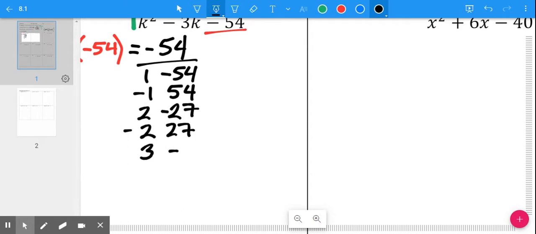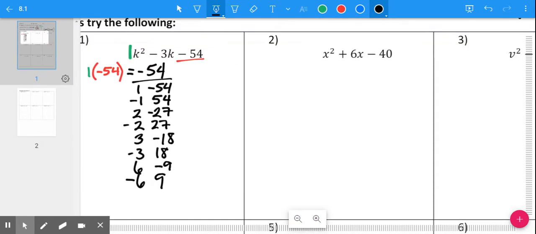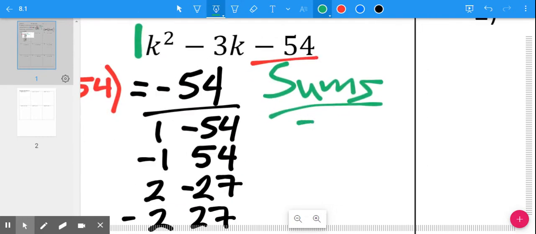3 times negative 18. Negative 3 times positive 18. And then 6 times negative 9 and negative 6 times 9. Those are all of the factors of 54. So again, we have to find the sums of our factors. So the sum of 1 and negative 54 is negative 53. 1 times negative 1 plus 54 is positive 53.